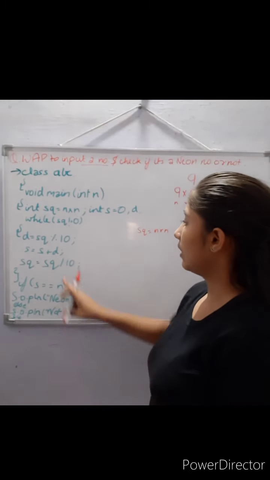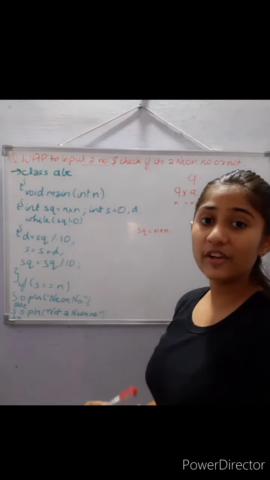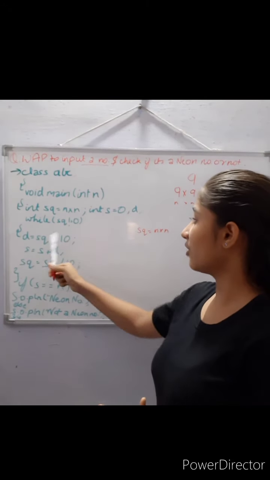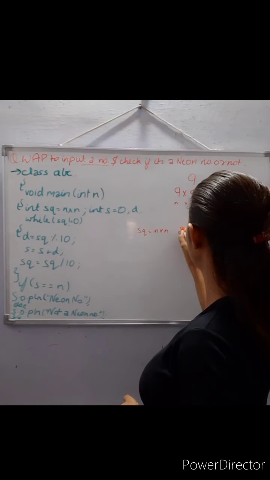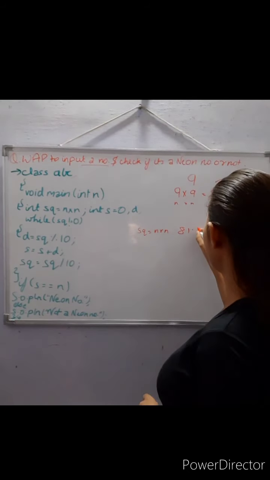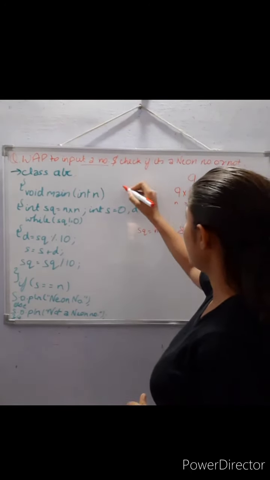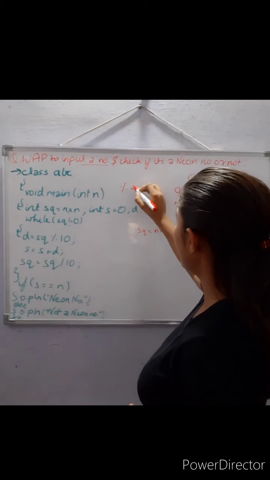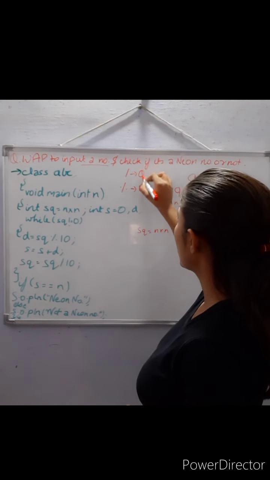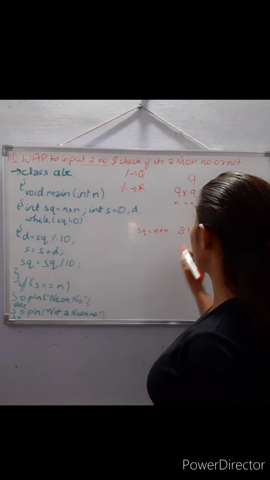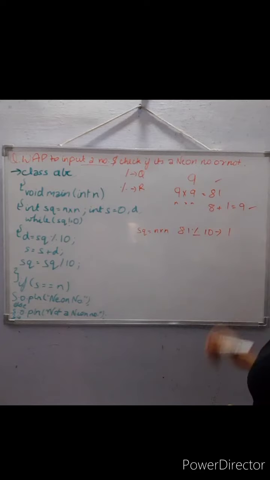Now, d is equal to square modulus 10, which means that we are going to extract the last digit of the square. So, for example, the square is 81, so we are going to extract its last digit. You might already know that with the sign of modulus, we get the remainder, whereas the sign of the divisor gives us the quotient. So over here we want the remainder. So doing this, you'll get the remainder 1.